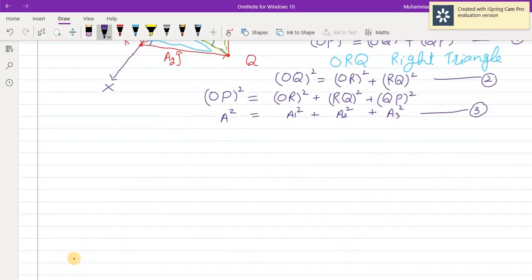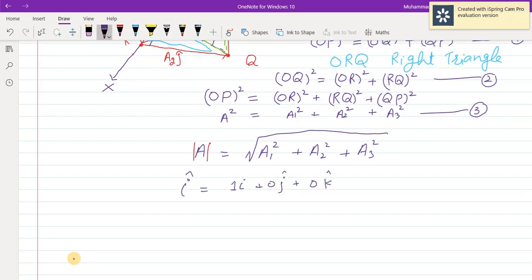By taking square root both sides, we have A is equal to square root of A1 square plus A2 square plus A3 square. This A is also known as magnitude of A. So we will use this formula to find the magnitude of any vector.